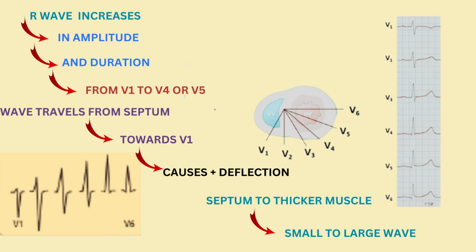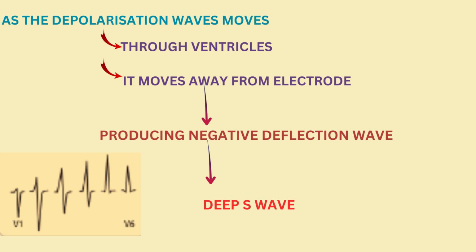As the direction of this wave is towards V1, it causes a positive deflection and an increase in size from small to large. Moving forward, while traveling through the ventricles, it moves away from V1, causing formation of a negative wave, named S.